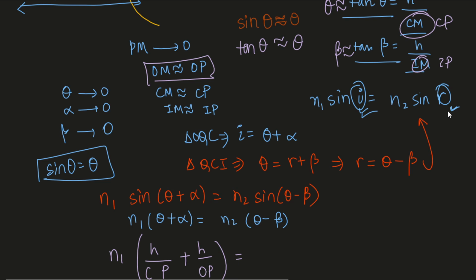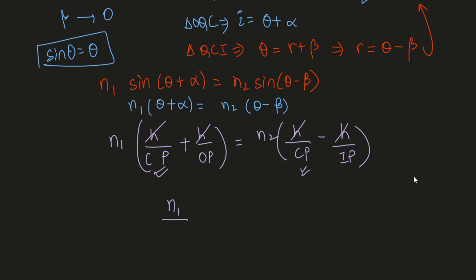Let us cancel the h's, and once you do that, we can quickly notice that there are two CP terms. Let us just write them in one place. So n1 over OP plus n2 over IP is equal to n2 minus n1 divided by CP. What else can we do?